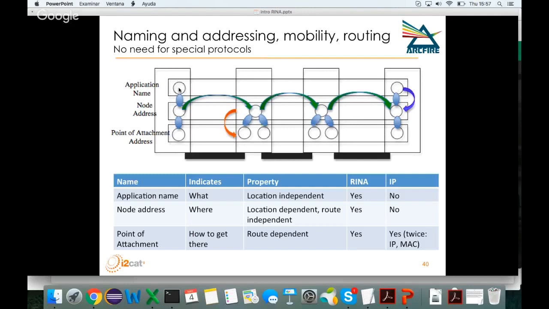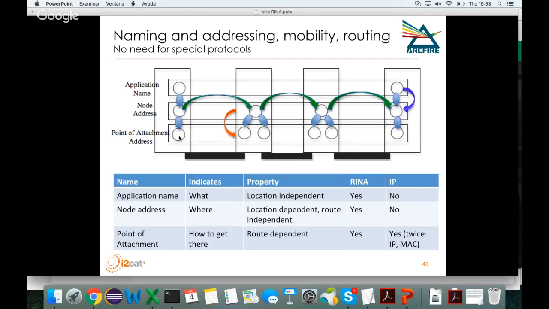Then applications are attached to the network, to a node address. This node address indicates where the application is in the network. And this has to be location dependent. So it has to be an address, right? It has to tell you where the node is with respect to other nodes in the network so that routing can scale. Otherwise, you cannot aggregate. But it has to be route independent, as we said before. It doesn't matter if this node can be reached through different points of attachment. It doesn't matter through which point of attachment I reach the node. The node still has the same address. And this way, you can easily handle multi-homing and mobility.